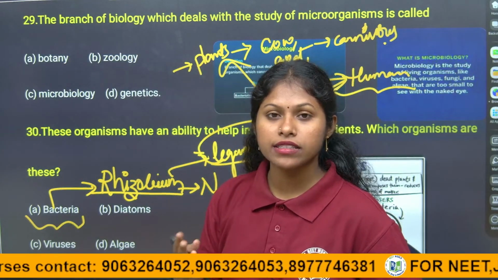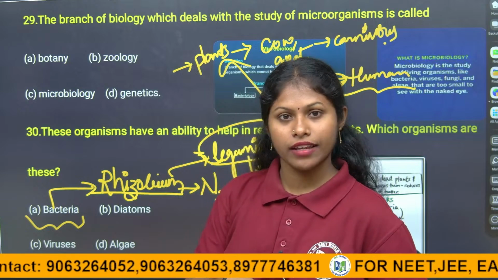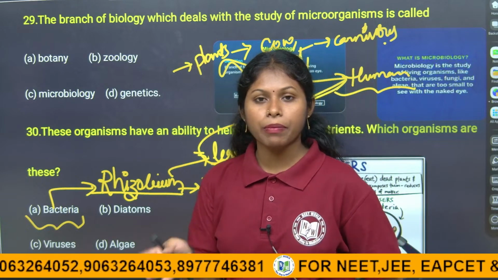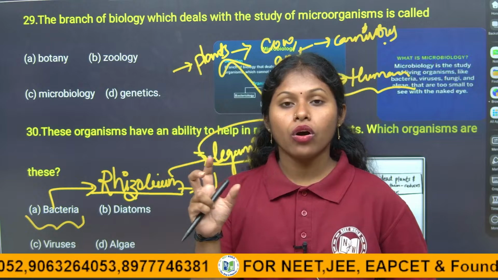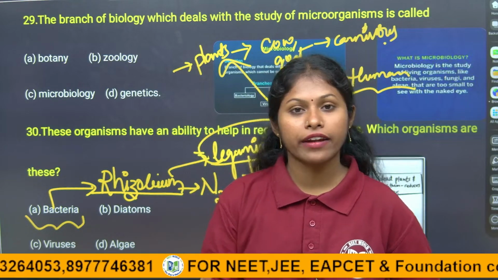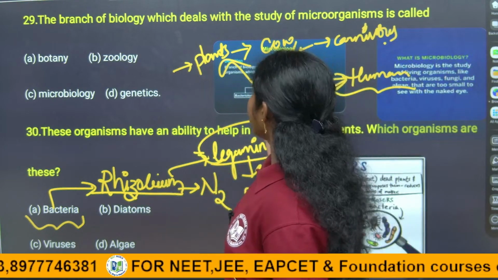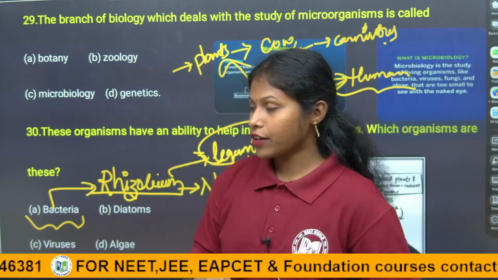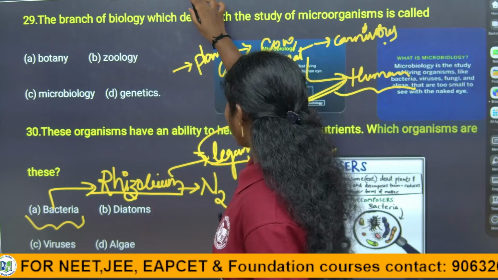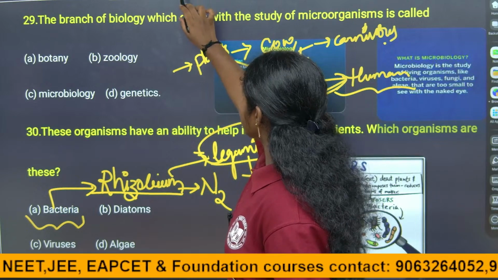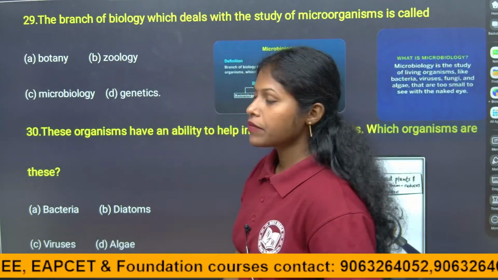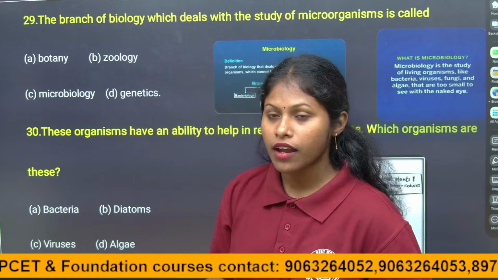The main staple food we are using is rice and wheat, right? Paddy and wheat. These two staple foods require a large amount of nitrogen, thereby we are indirectly getting the nitrogen itself, right? So here the answer is bacteria. The best example of the bacteria is Rhizobium. Bacteria are able to fix the nitrogen.